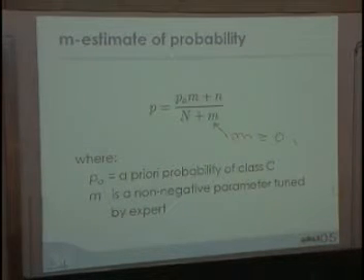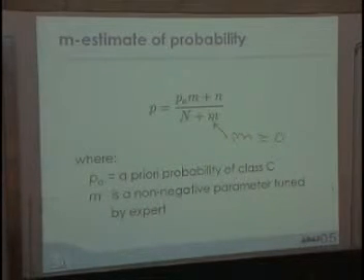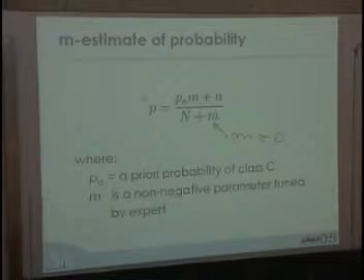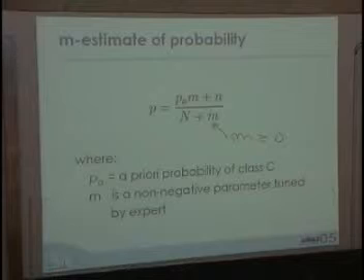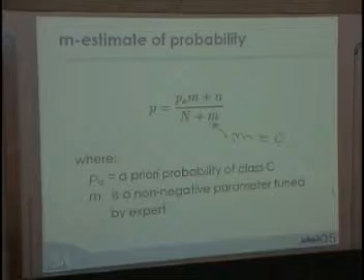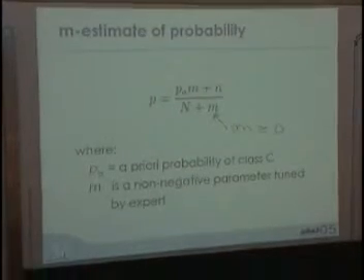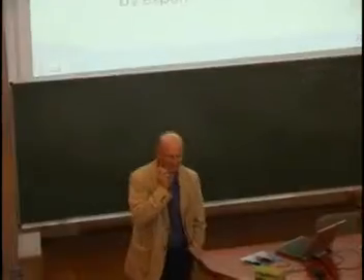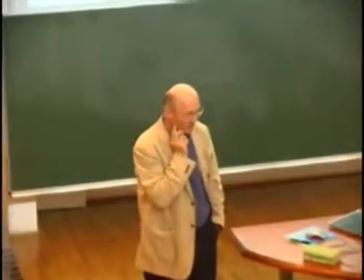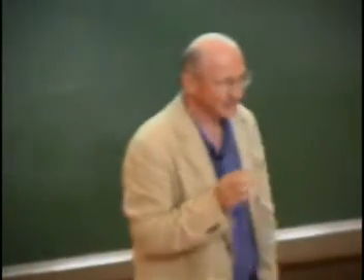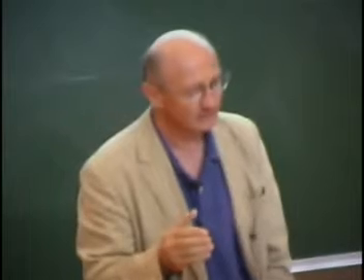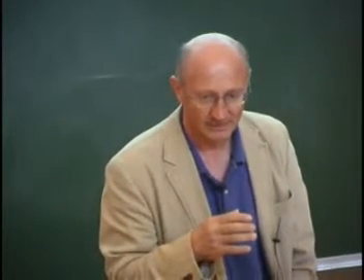Now you see if m is equal to 0, then this estimate is reduced to simple relative frequency, n over n. But for other values of m, we get different behavior. And for m equal infinity, what will the estimate be equal to? It's just P_A, that's right. So you see, with m we can attribute more weight to our prior probability.